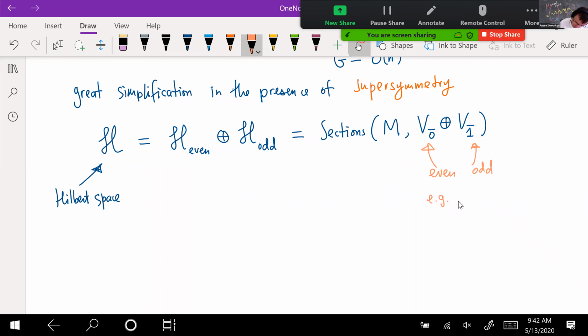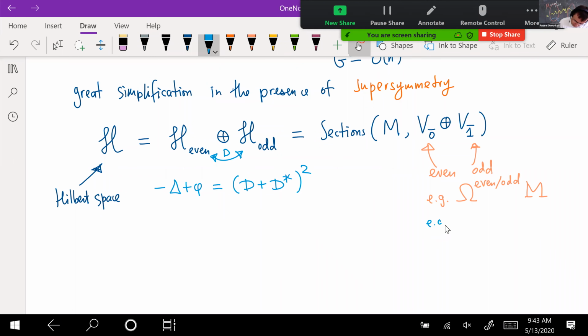For example, this could be the even and odd degree differential forms on M. And then my evolution operator is in fact the square of an operator of the form D plus D star, where D is an operator that takes even to odd. Like, for example, D could be the Dirac operator, and D star is the adjoint operator with respect to a Riemannian metric on M.